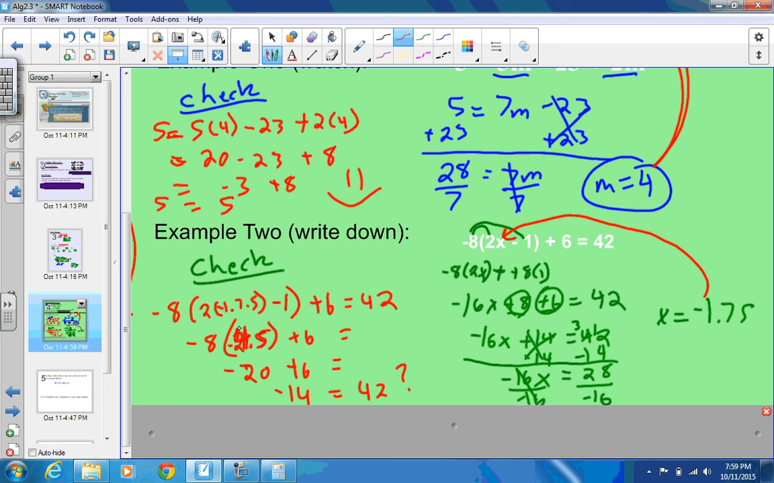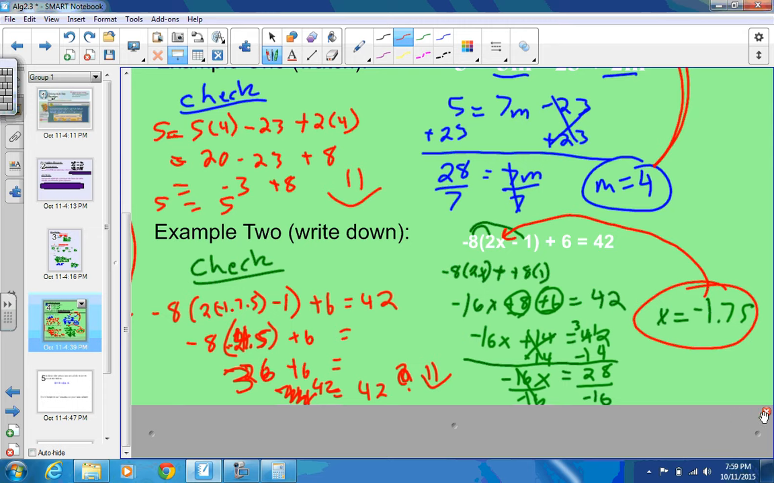I apologize, it's going to look really messy now. Which should end up being negative 8 times negative 4.5 would be 36. And 36 plus 6 is 42. So then we give ourselves a smiley face. I apologize if you weren't able to follow that. I just plugged in 1.75 instead of negative 1.75. So if you do negative 1.75 in there, it will work out, and that is our solution then.